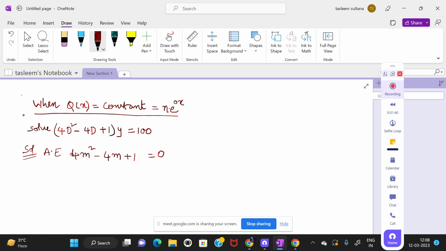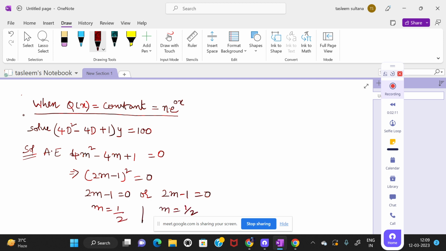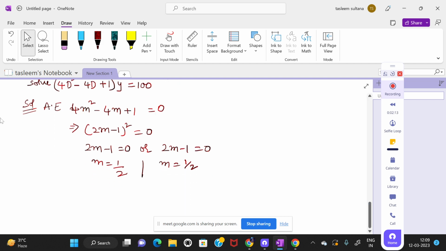So how can we represent this? This is in the form of a minus b whole square: 4m square minus 4m plus 1 is equal to 2m minus 1 whole square, which is equal to 0. So 2m minus 1 is equal to 0, or 2m minus 1 is equal to 0. M is equal to 1 by 2 and m is equal to 1 by 2. So the roots are real but repeated twice.